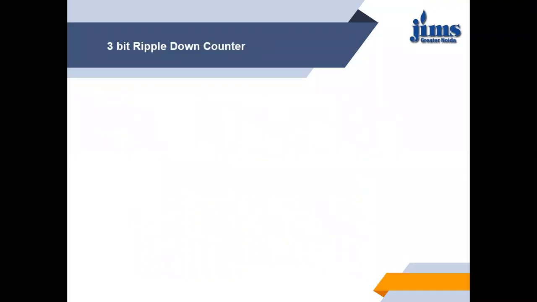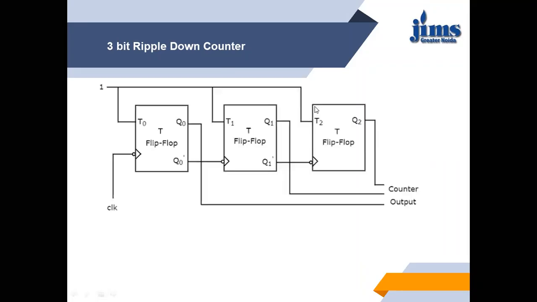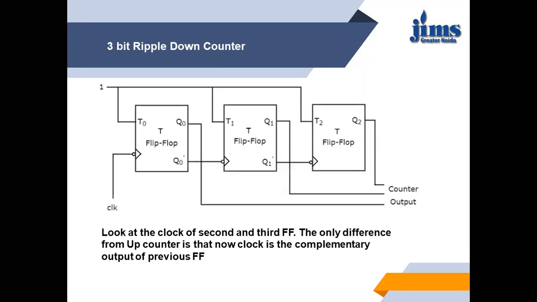Now after discussing the up counter, let us discuss the down counter. In the down counter, the output will start from 1, 1, 1, and it will go to 7, 6, 5, 4, 3, 2, 1, 0, and after 0 the value should be 7. So this is the way.